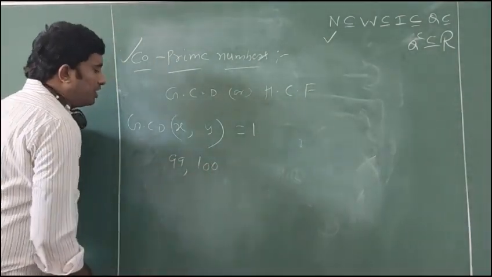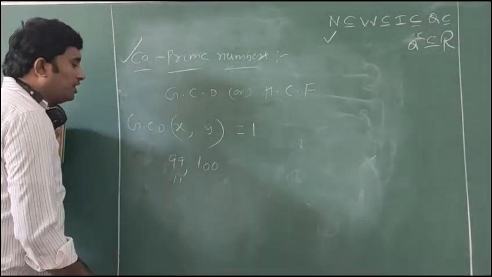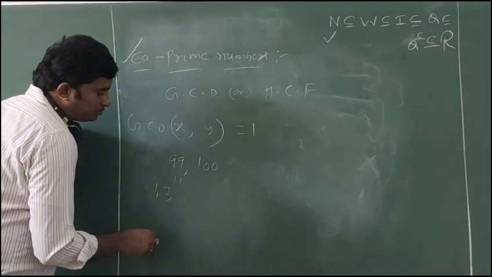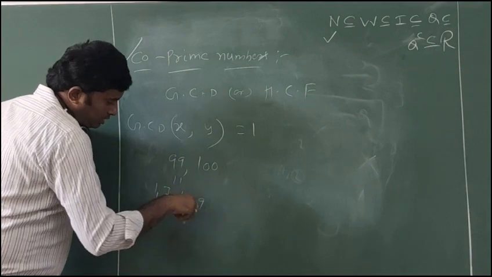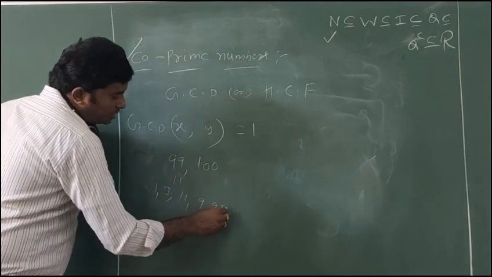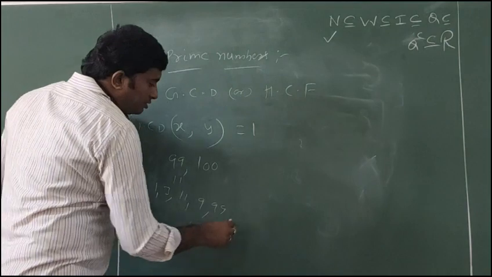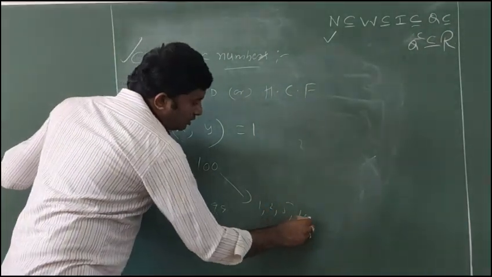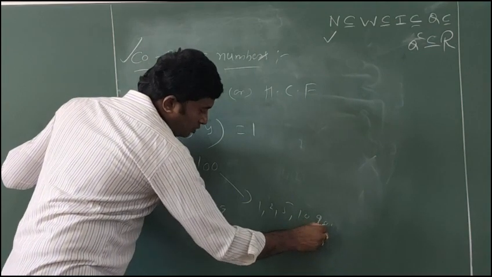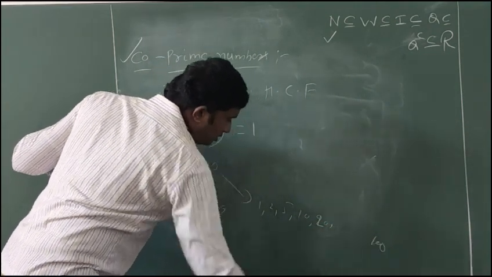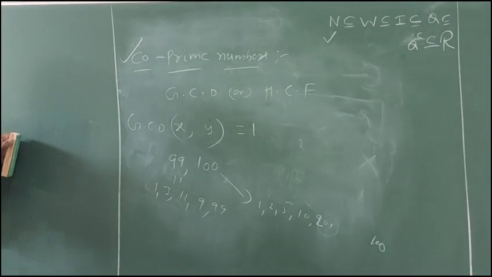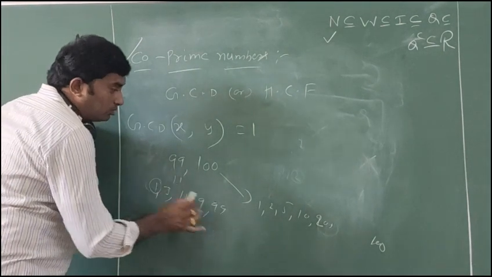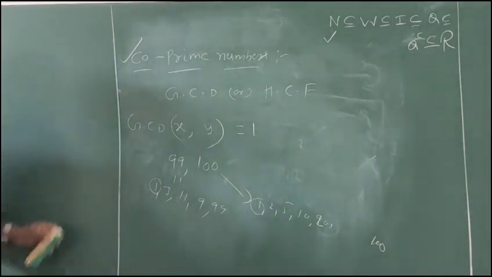99 or 100. How many factors for 99? 1, 3, 9, 11, and next itself 99. Here 100. How many factors for 100? 1, 2, 5, 10, 20 also, and finally 100. You pick the common and highest one. What is the common and highest one? One only.